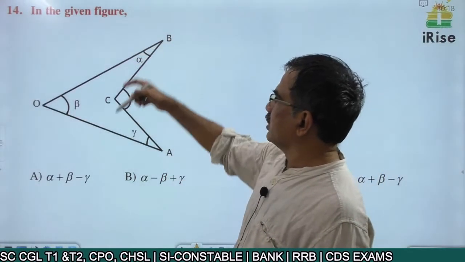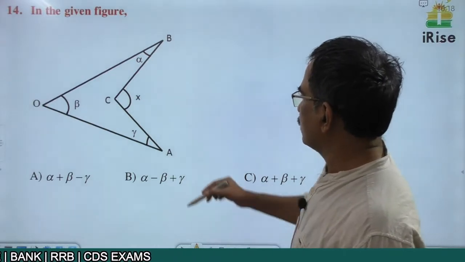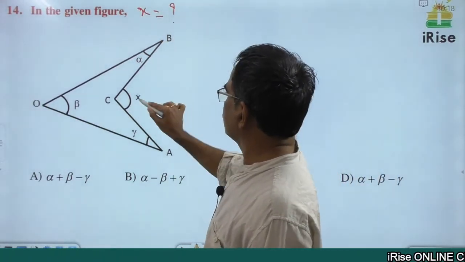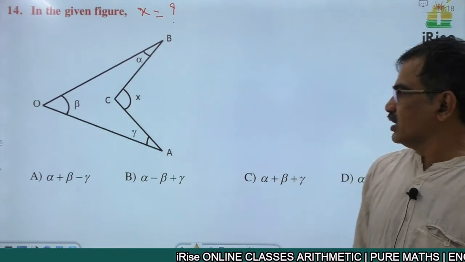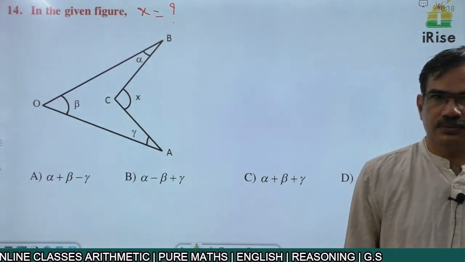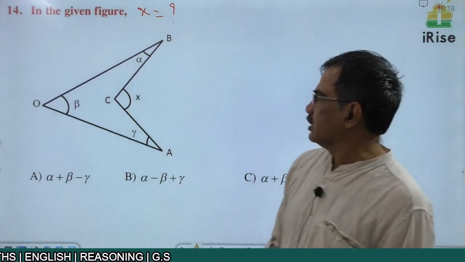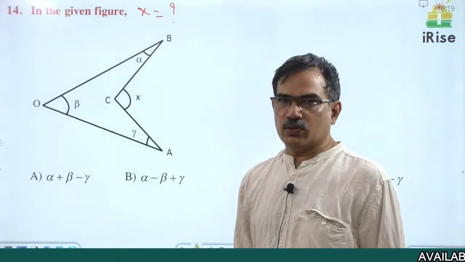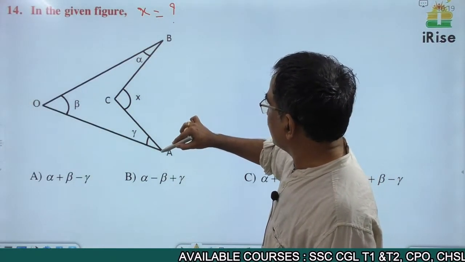In the given figure, actually x is equal to how much? This angle is equal to how much? Or what is the relation between alpha, beta, gamma and x? Okay. I want to solve this question in different ways. See, join first AB.